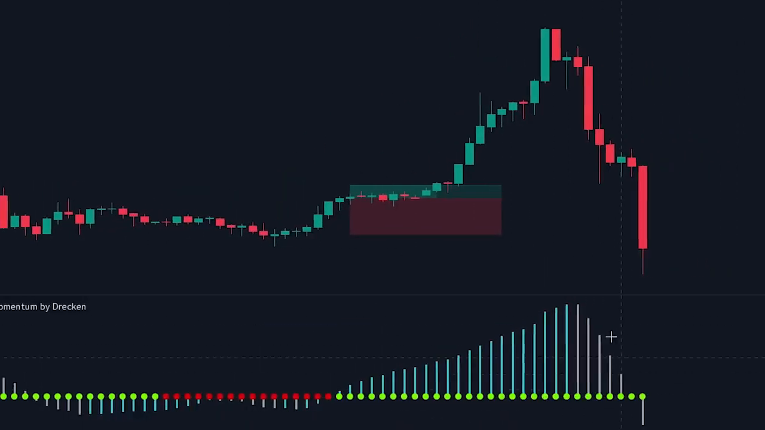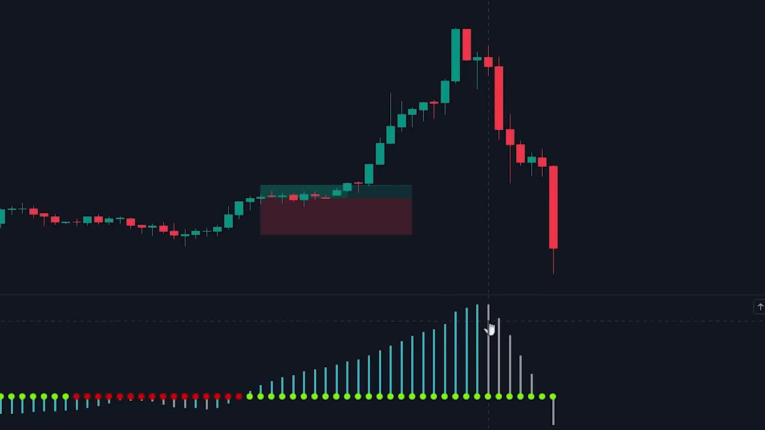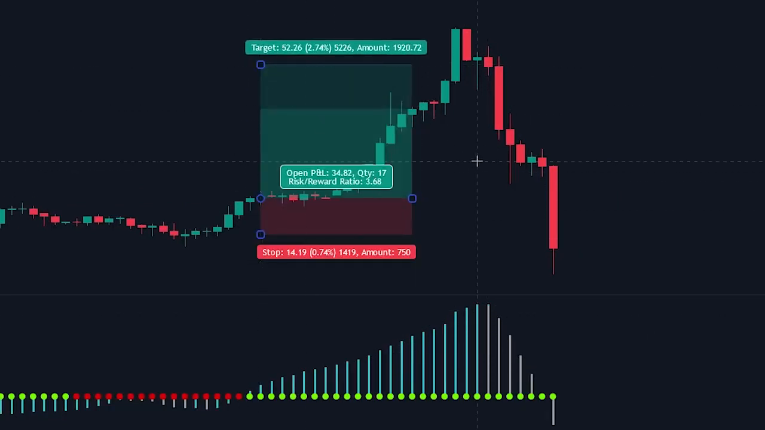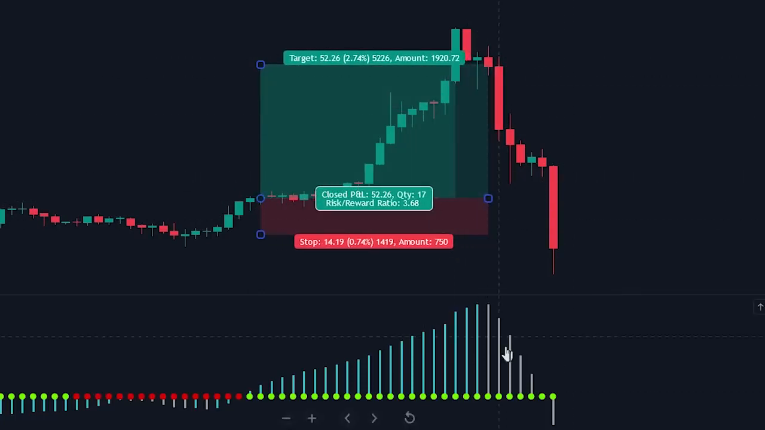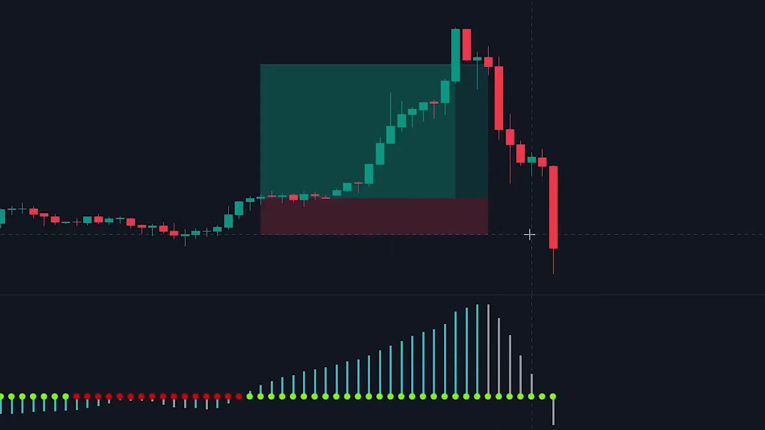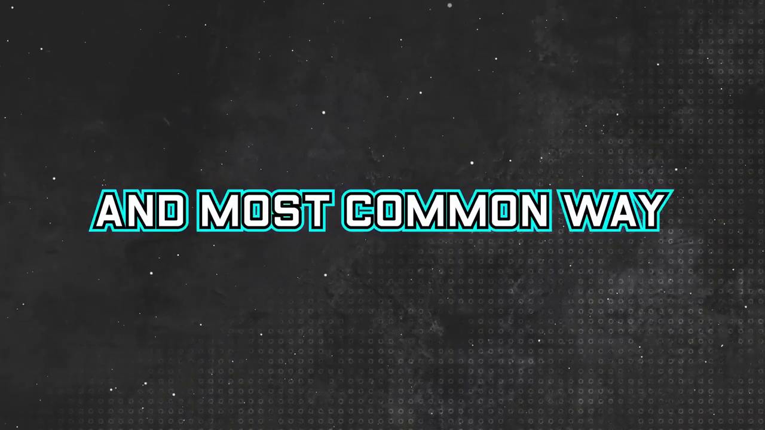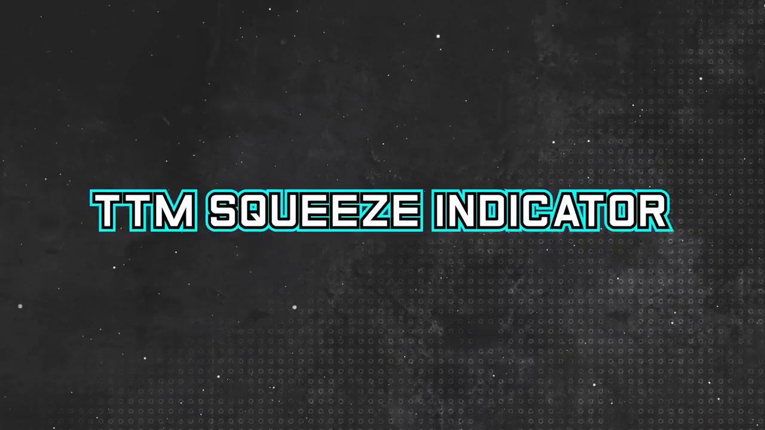If we take a look at the histogram, we see that the bars are becoming shorter. This shows us that the bullish momentum is exiting the market, so let's exit the position here. If we look at the price action after exiting, it becomes clear that the bullish momentum did indeed exit the market.